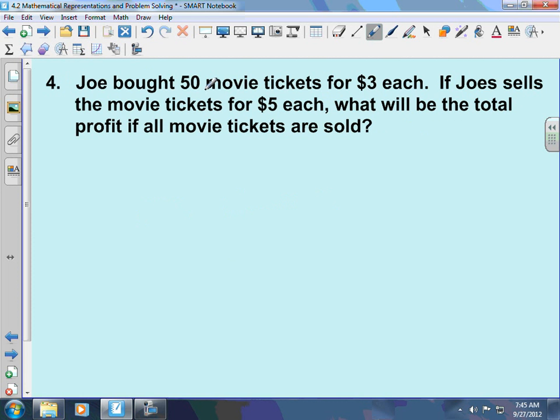Okay, now, Joe is buying 50 movie tickets for $3 each. If he sells them for $5 a piece, what's going to be his total profit? I want to know how much did he make, okay? So, he buys for 3, sells for 5. Pretty smart guy. It's like this. If you bought a car for $100 and you turn around and sell it for $200, you did not make $200 because you initially had to spend $100 to buy the car. So you only made $100.